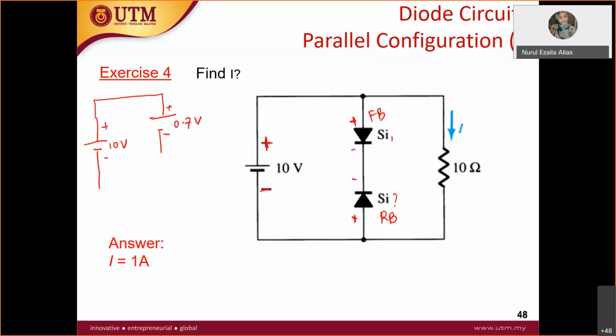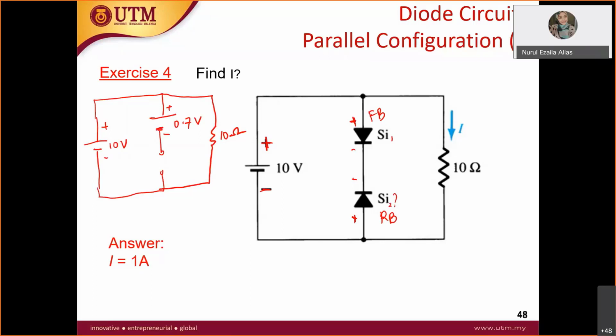And then you have reverse bias here. What happened to this silicon 2 diode, reverse bias? Open circuit. Correct. So it will be open circuit like this. And then not to forget, you have your 10 ohm here. So draw it again, 10 ohm.